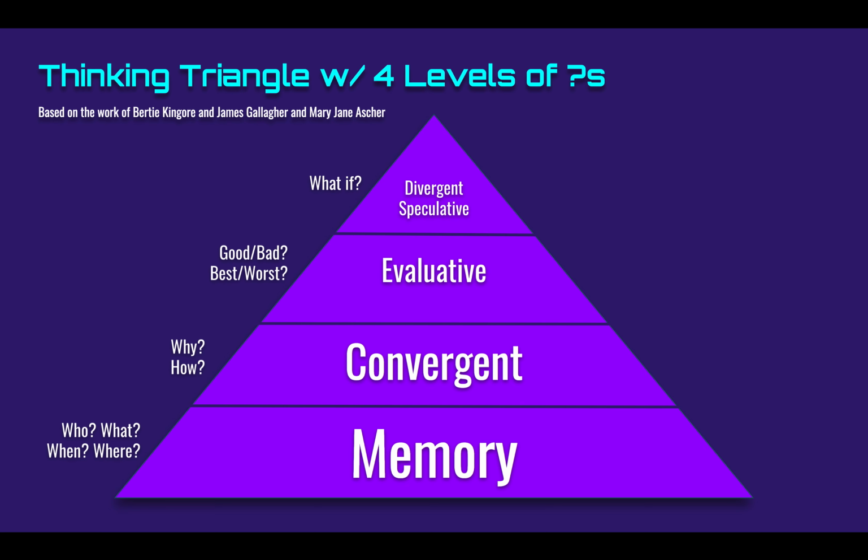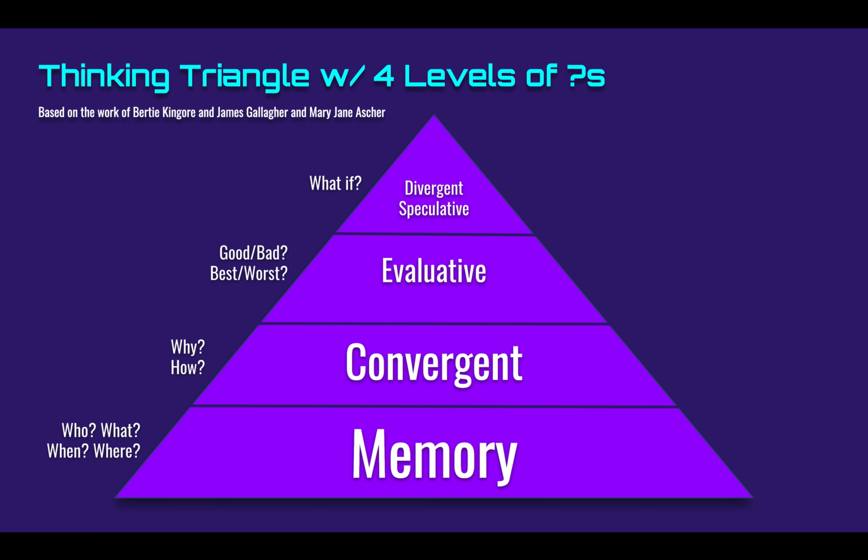Then, once we've got a good basis in those basic skills, and again, basic does not mean bad, basic is still important. Okay, once we have a good basis in memory and convergent, then we can move up into the evaluative. Okay, so are things good or bad? What's the best or the worst? Asking kids to rank things and stuff like that.